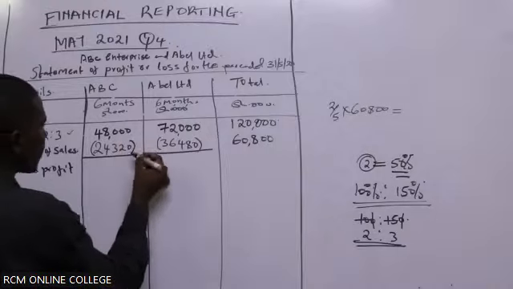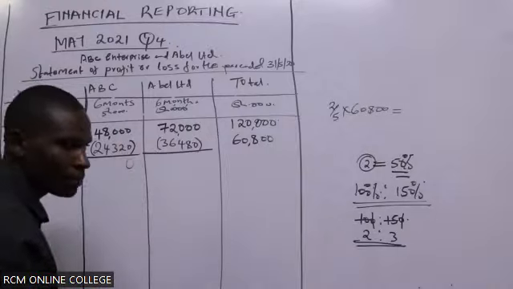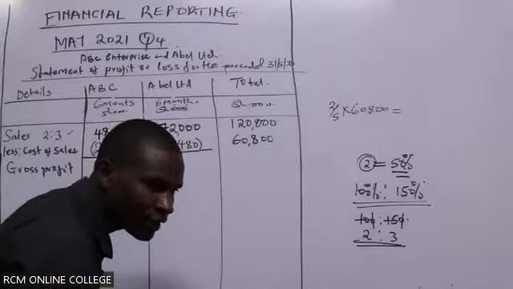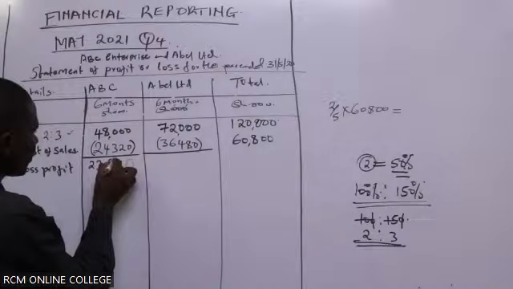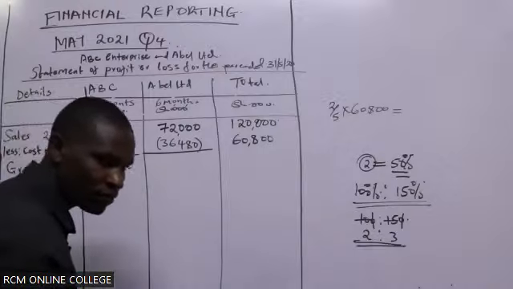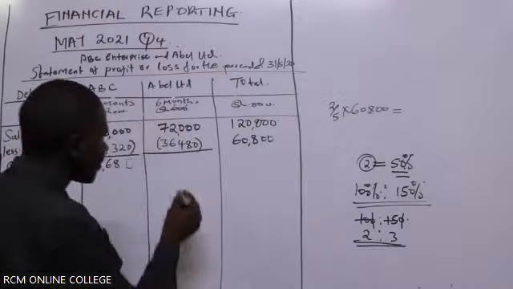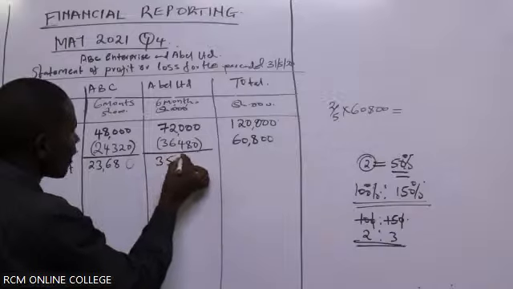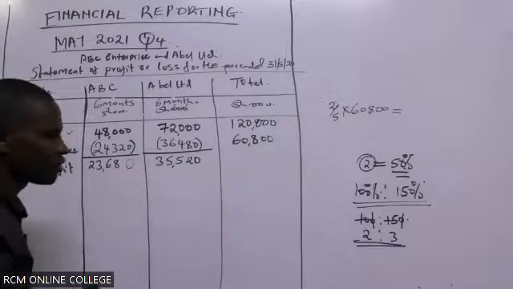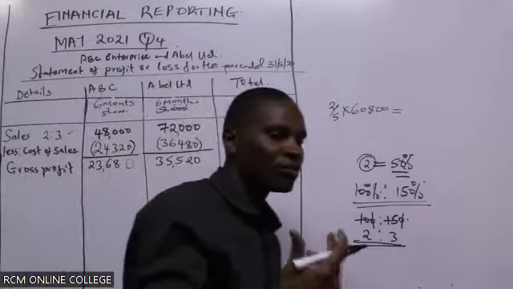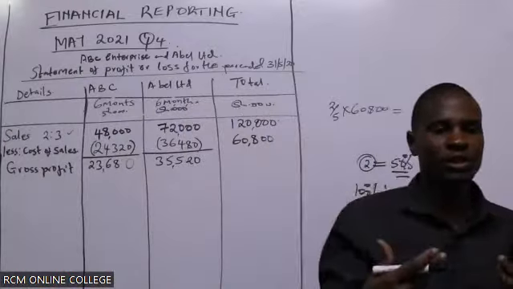Gross profit itakuwa ngapi hapa? 23,680. I hope that this one will be 23,680. That is the gross profit for the first one, and 35,520. Thank you so much. From that point, what is our next step?